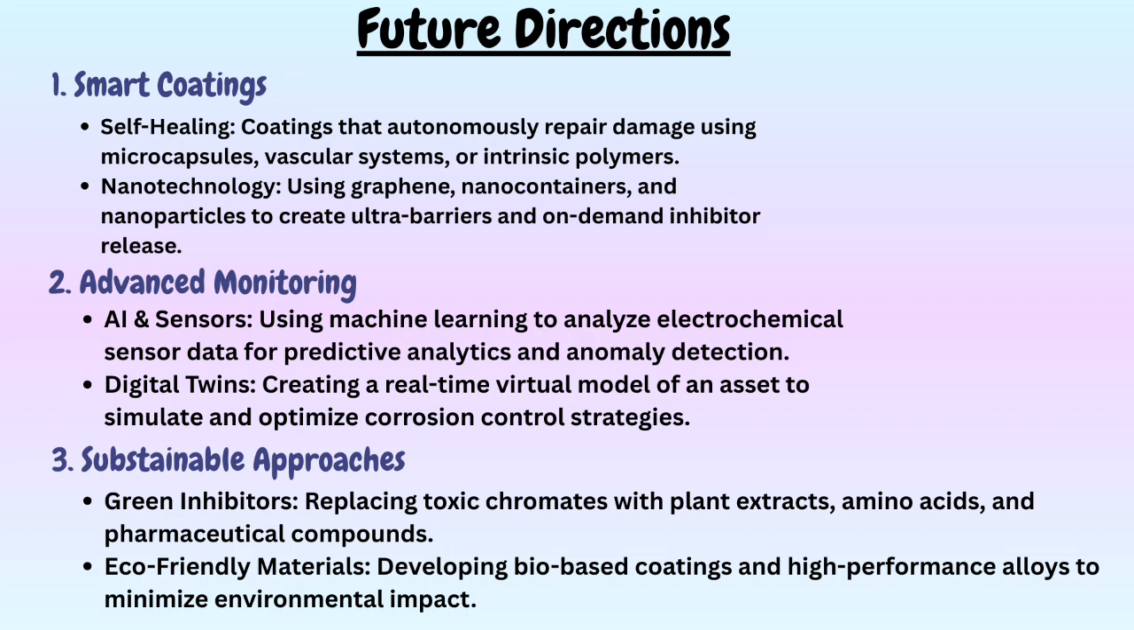Second, advanced monitoring is key. By using AI and sensors, we can now predict corrosion before it happens. This data can feed into a digital twin, a virtual model of an asset, allowing us to test and optimize protection strategies in real time, safely and cheaply.